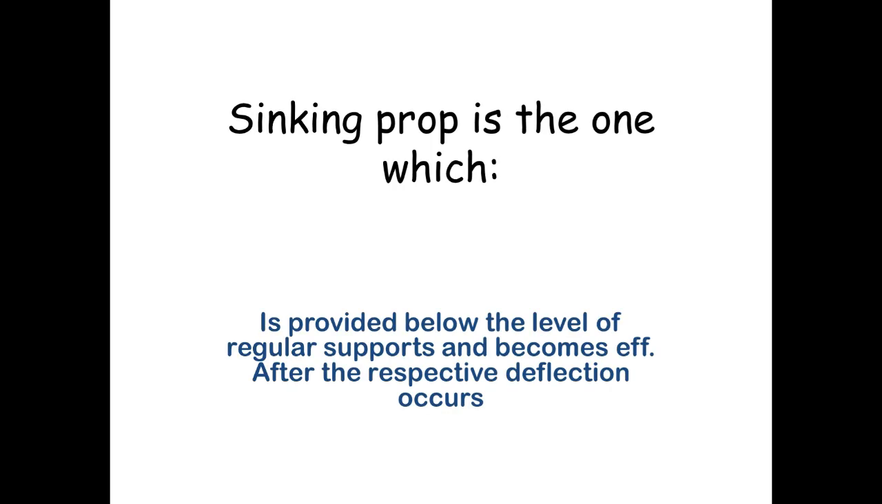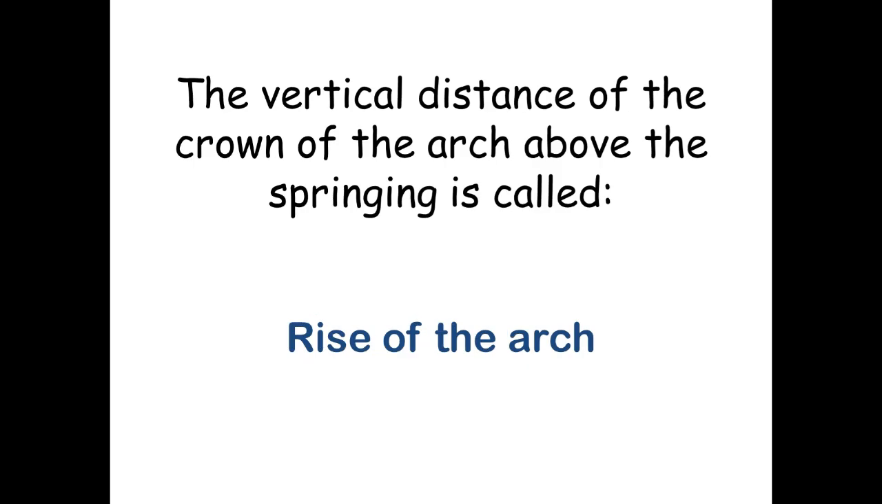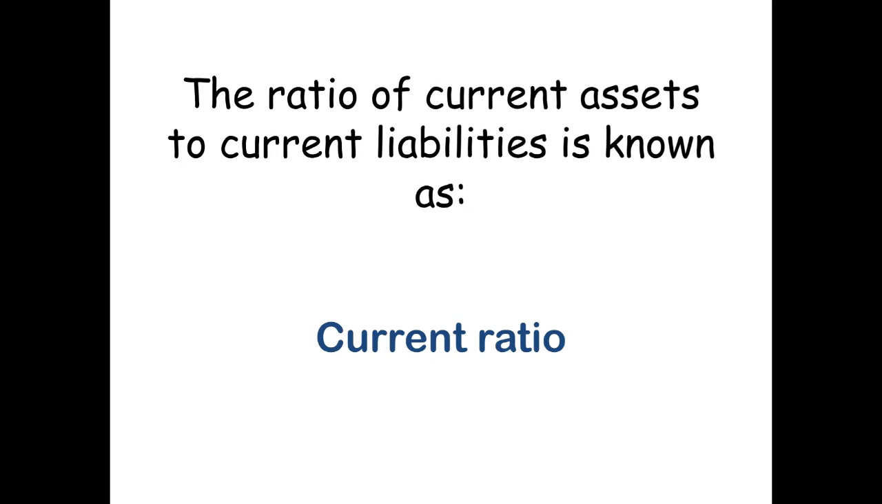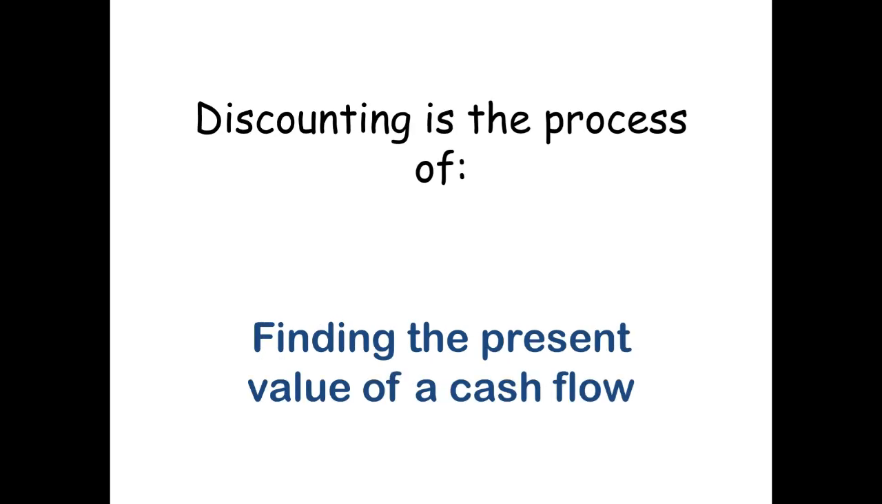Sinking prop is the one which is provided below the level of regular supports and becomes effective after the respective deflection occurs. The vertical distance of the crown of the arch above the springing is called rise of the arch. During calculation of IRR, internal rate of return, NPV should be 0. Discounting is the process of finding the present value of a cash flow.